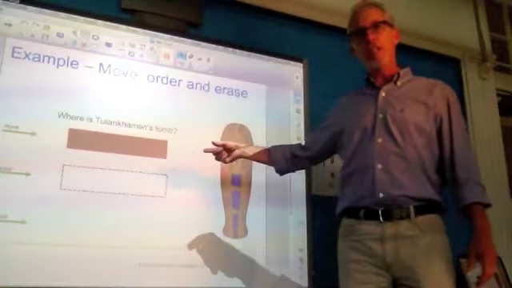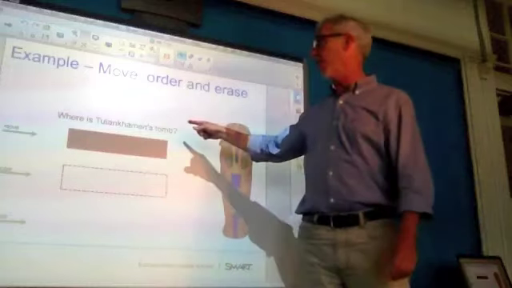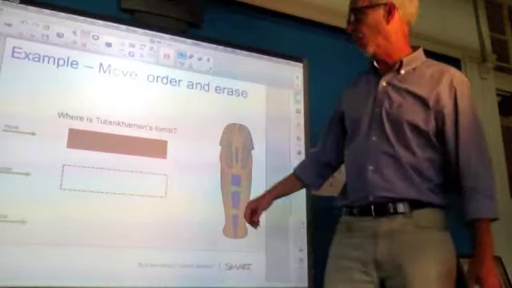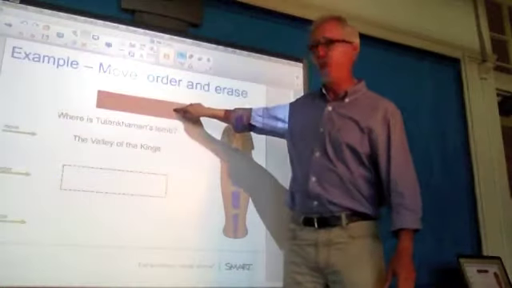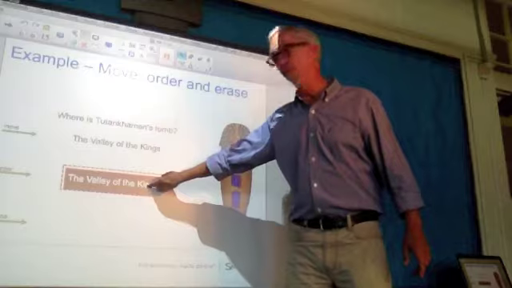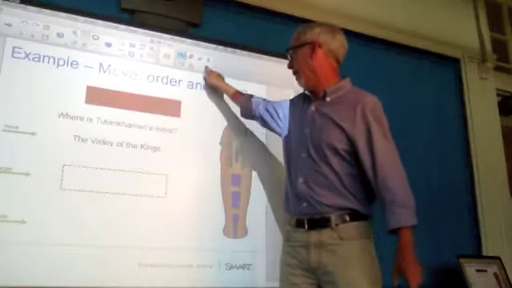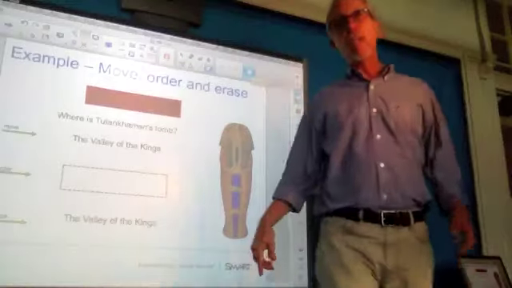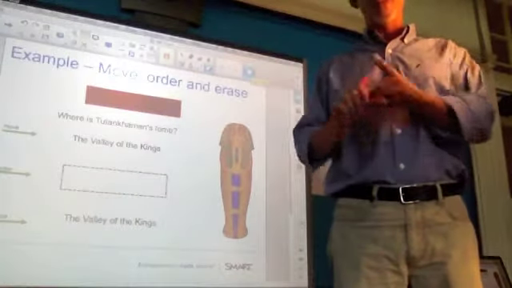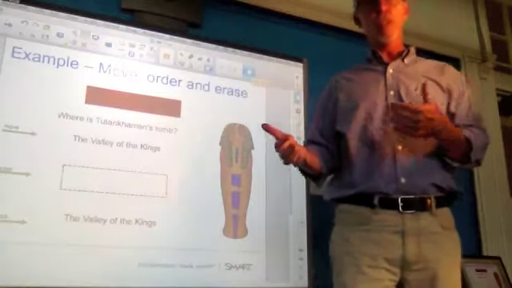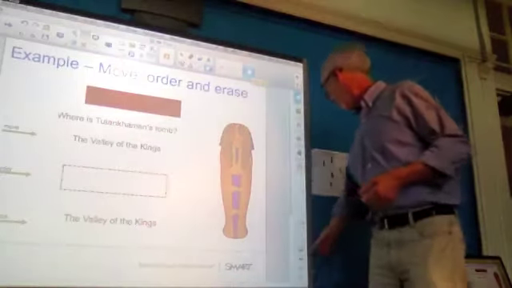Let's say we want to pose this question to students: where is Tutankhamun's tomb? Well, I can reveal that information several ways. I can move and reveal to show the answer, the Valley of the Kings. I can order and reveal to show the same answer. And again, I can erase and reveal. So what I'd like to do is walk you through each of these three processes step by step so you can use these techniques in your own lesson creation.